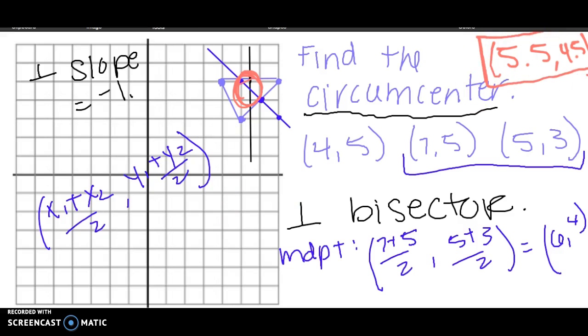So for circumcenter, you have to be able to find the midpoint, and then you have to know that lines are perpendicular, have slopes that are opposite reciprocals. So you have to be able to figure out what that is. But that's it. All you need is this point right here and the picture.